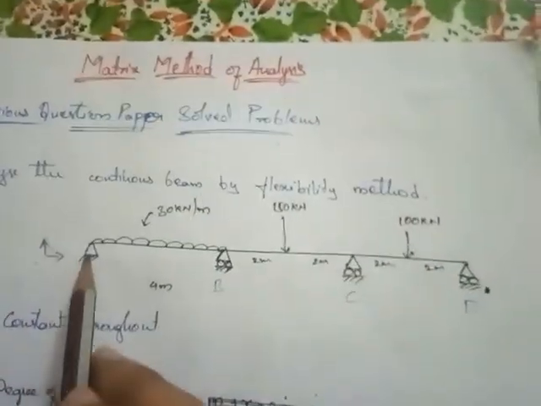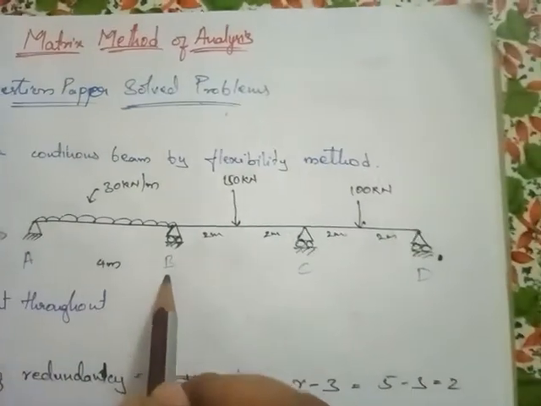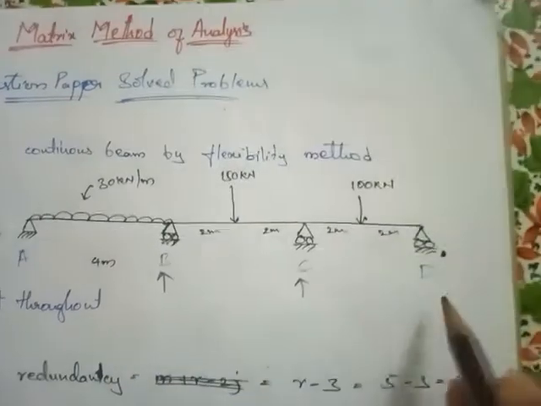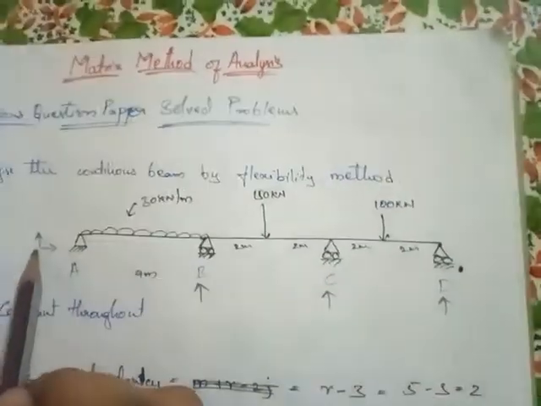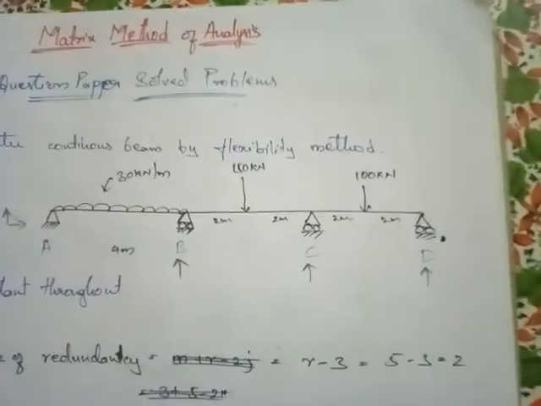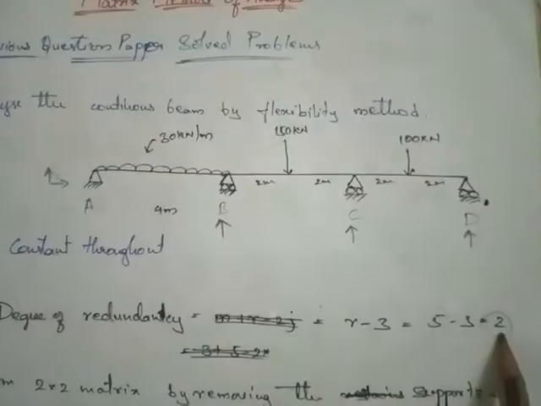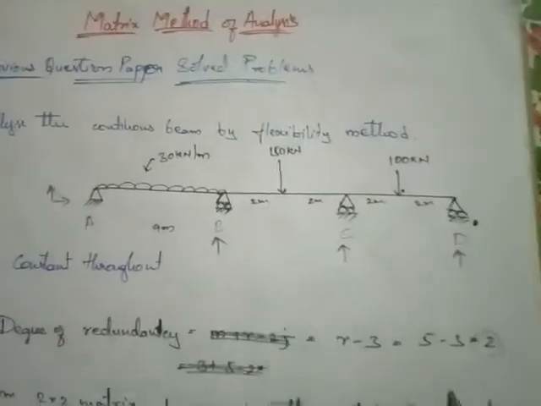Okay, here the moment is free about hinge support A, whereas for joint B you have one force acting vertical, at C it is one force, and at D is one force. So totally we have 2, 3, 4 and 5. So 5 minus 3 is 2. So here the degree of redundancy is 2, so we are supposed to release two coordinates.